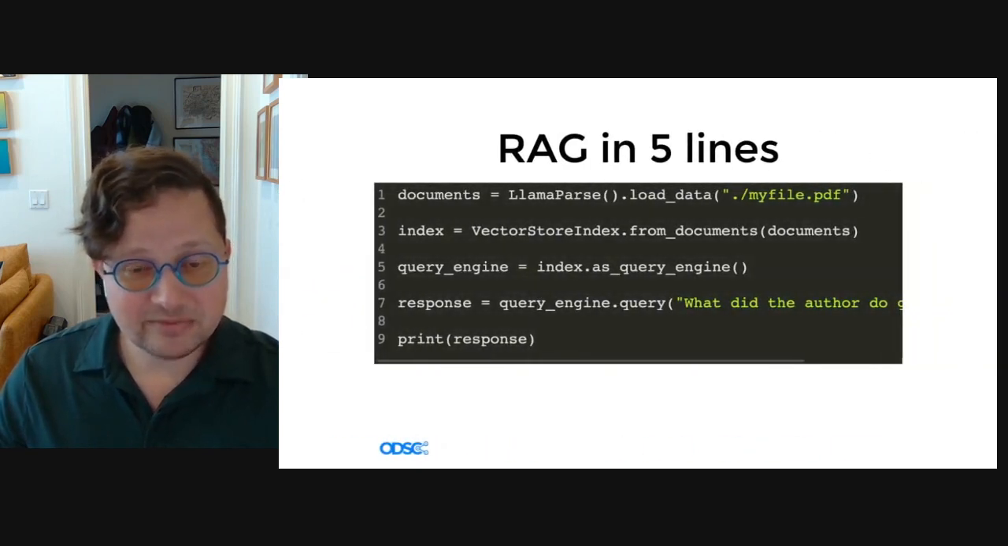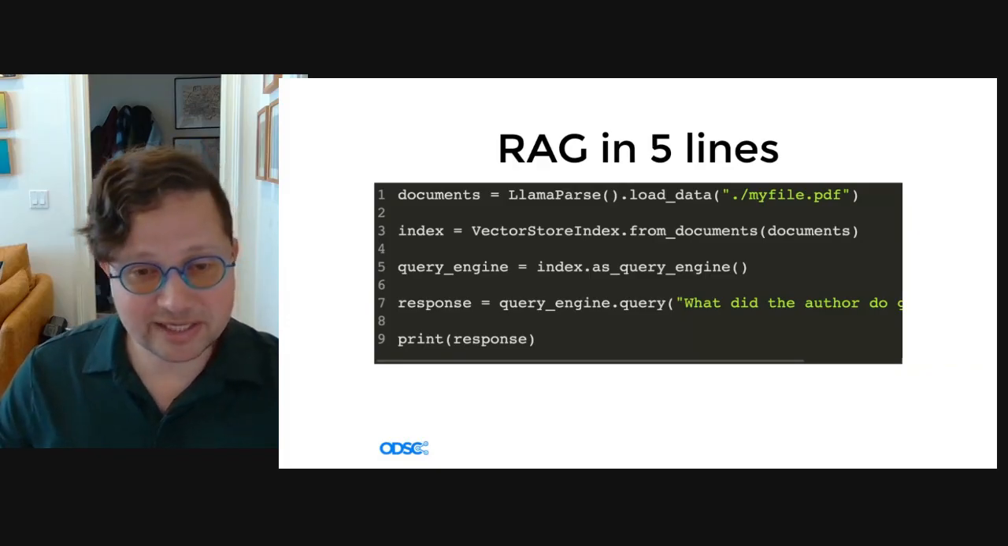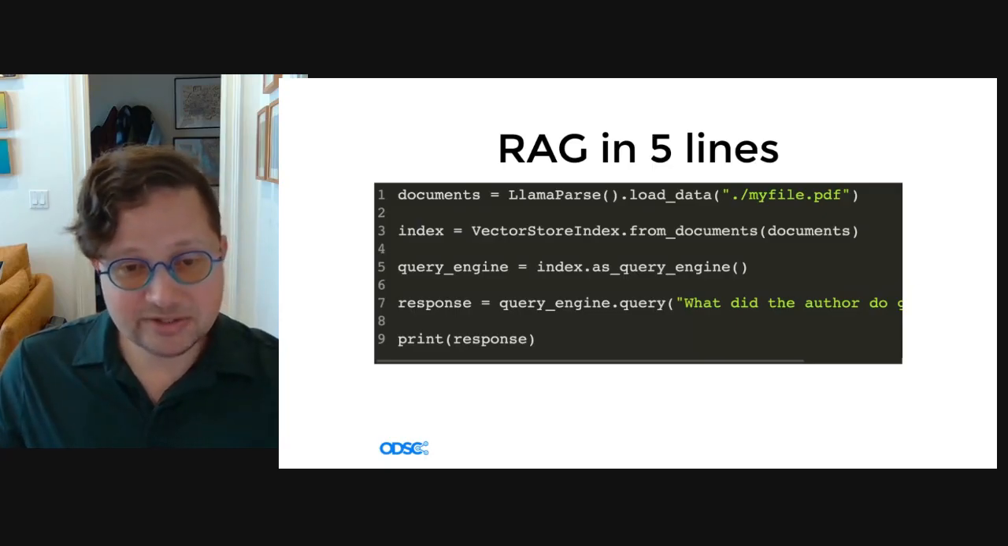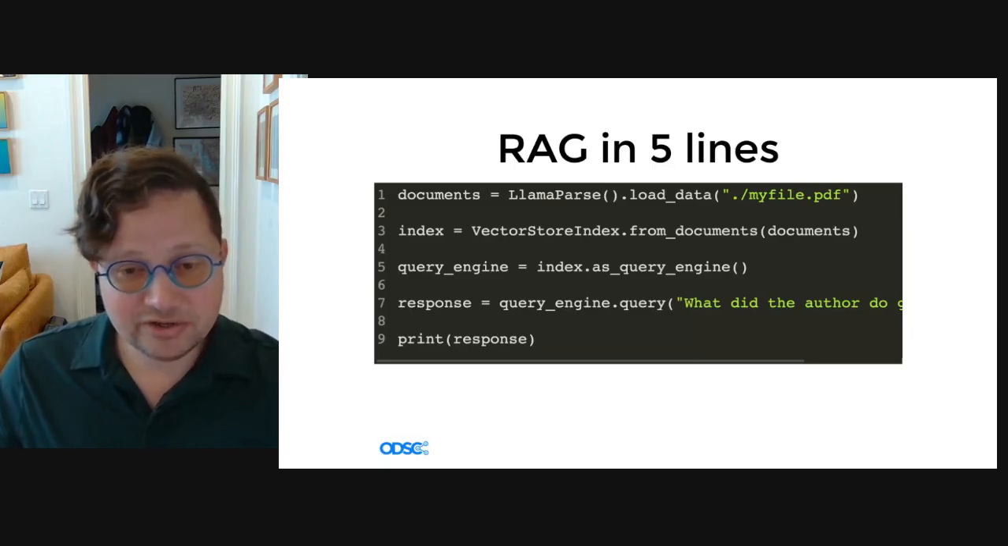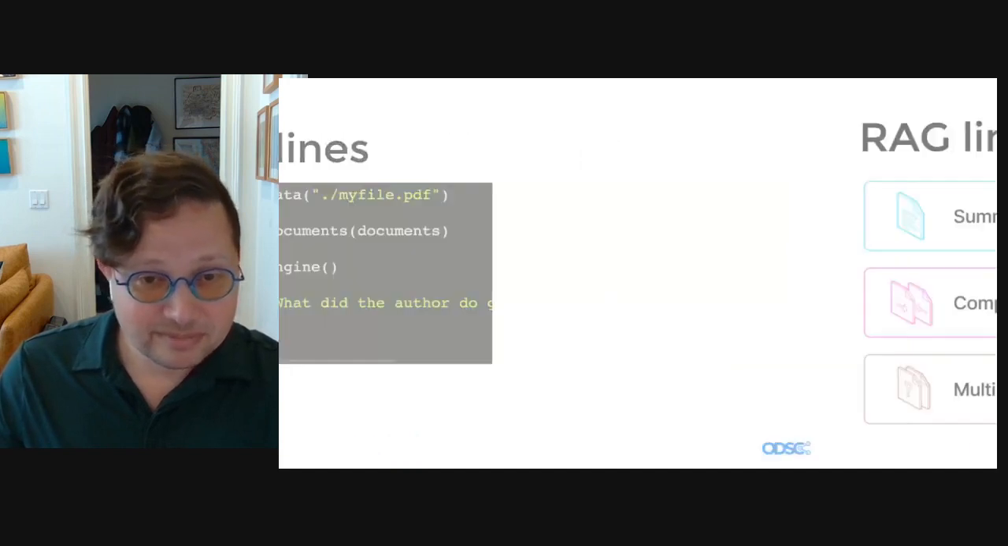In LlamaIndex, building a RAG pipeline with all of those steps is just 5 lines of code. In the first line, we use LlamaParse to load and parse the data. LlamaParse is optional. We also have other options for parsing locally. Then we embed and store the resulting documents. This is using OpenAI by default, but you can use any other embedding model. Then you turn your index into a query engine, which is what actually does the RAG part. You query it, and then you print your response, and then you're done.